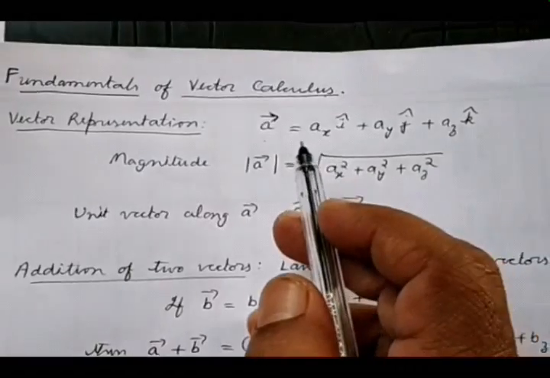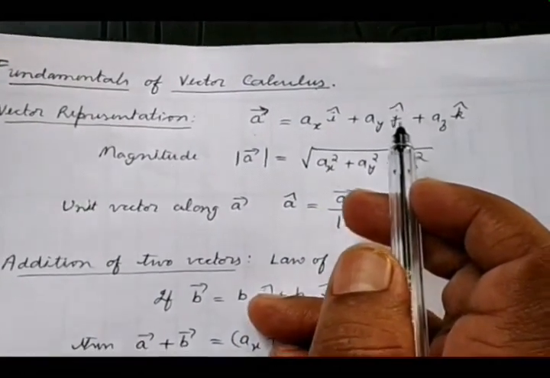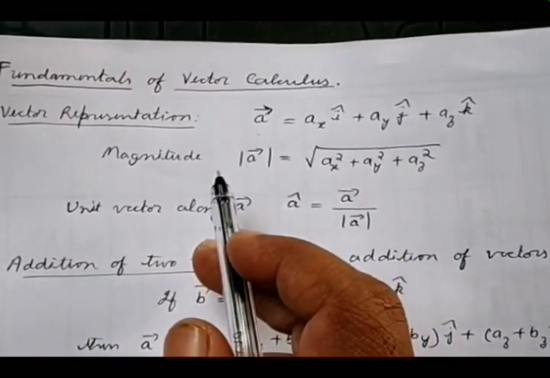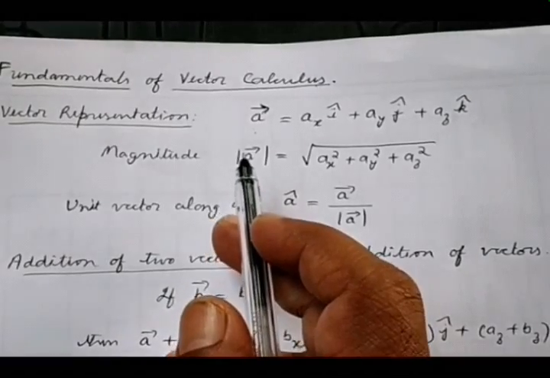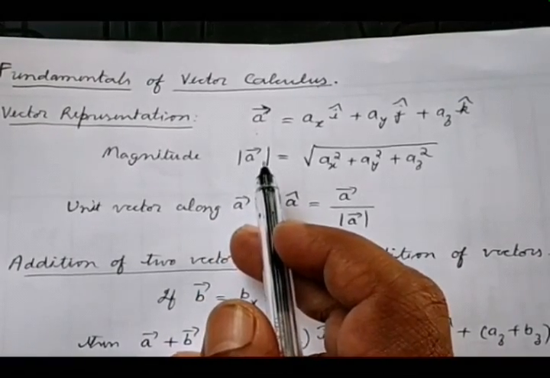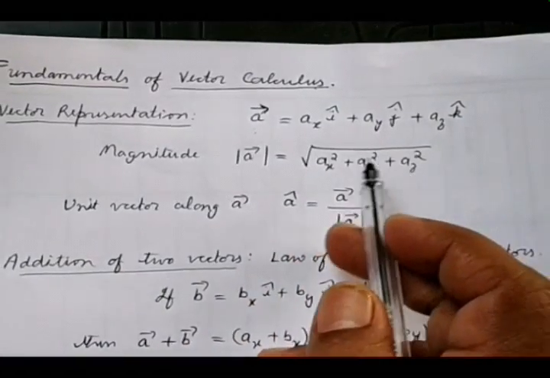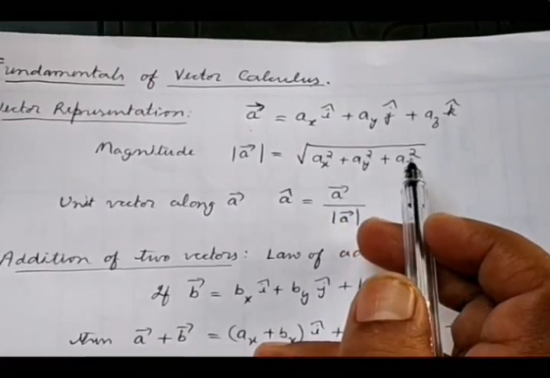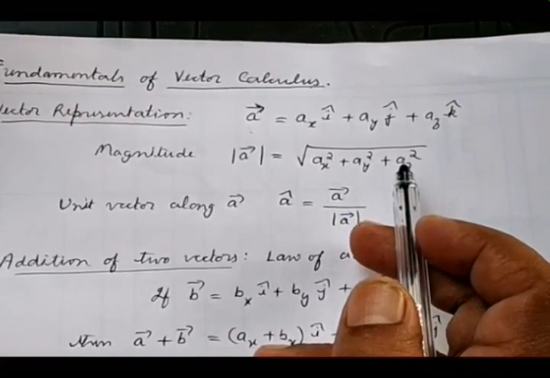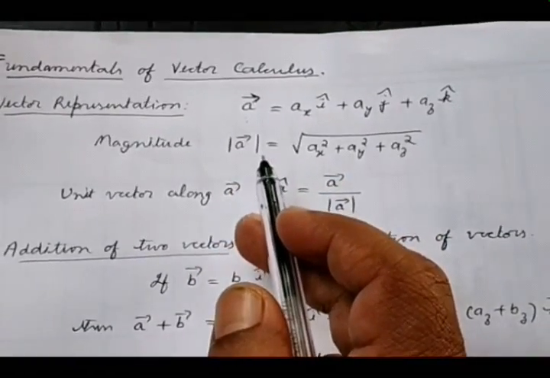So using that, now we can represent the vector like this. Now what is the magnitude of the vector or the length of the vector? It is denoted as mod A bar. It's equal to square root of ax square plus ay square plus az square. So this is the magnitude of the vector A bar.